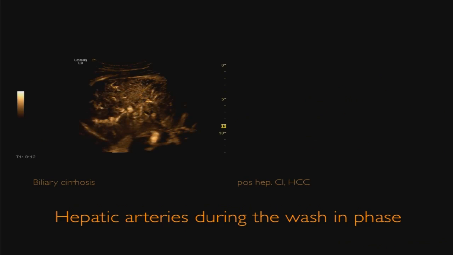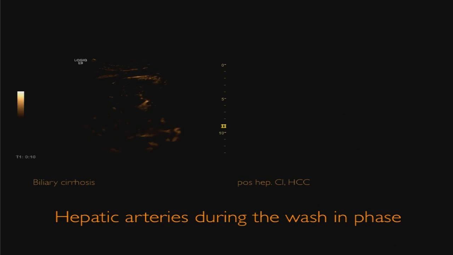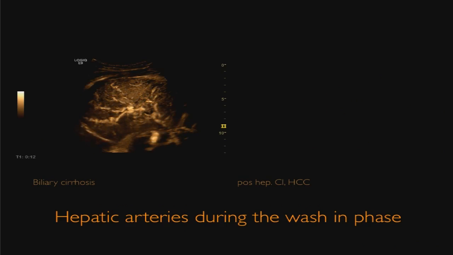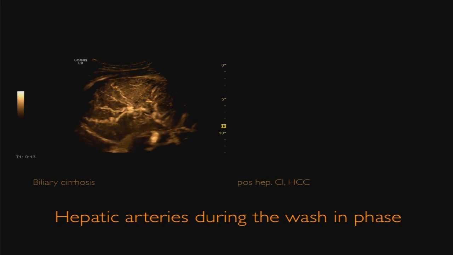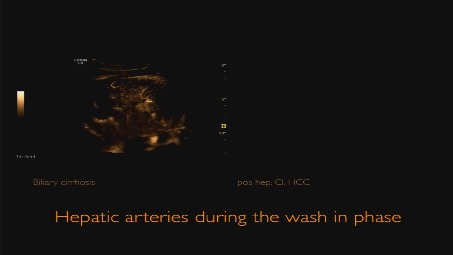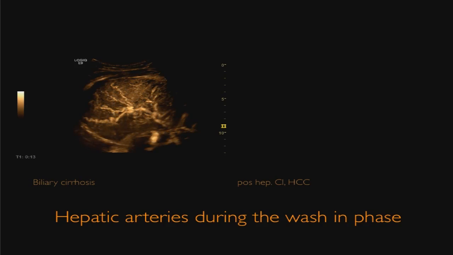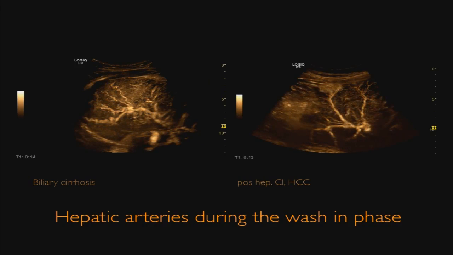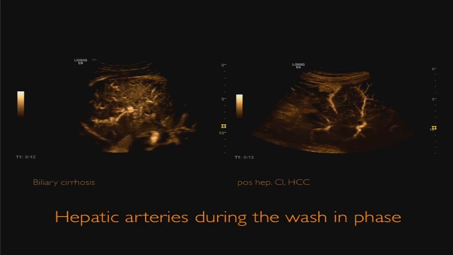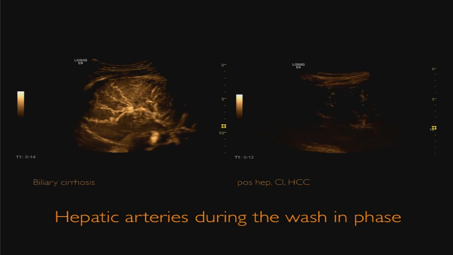And of course, we can look at cirrhosis. There are big changes in cirrhosis. This is biliary cirrhosis, and you can see a tortuous course of the arteries. What you can also see is that during the arterial phase, the liver tissue is already enhanced, unlike in normal livers. And of course, we can also use that to detect tumors that are enhanced during the early arterial phase, as you can see here.